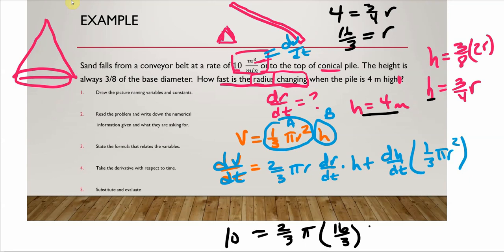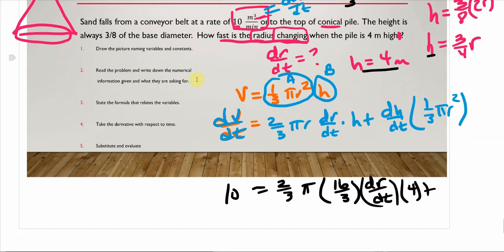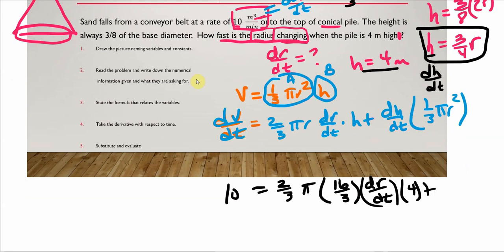And then dr dt, which I do not know, but that's what I'm looking for, right? dr dt times the height of 4 plus dH dt. Now, here's an interesting part that a lot of people say, hey, sir, dH dt is not given to me. Well, you're going to have to use this other equation and take the derivative of it. So if I take the derivative of the second equation, I get dH dt equals 3/4 dr dt. So for this dH dt, I'm going to put 3/4 dr dt. But sir, there's a dr dt. Well, that's what we're looking for.